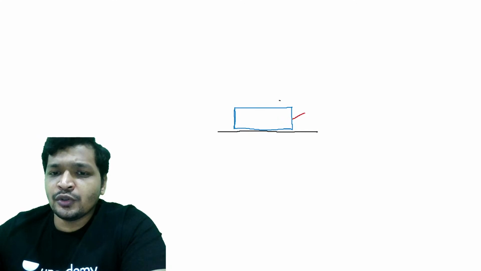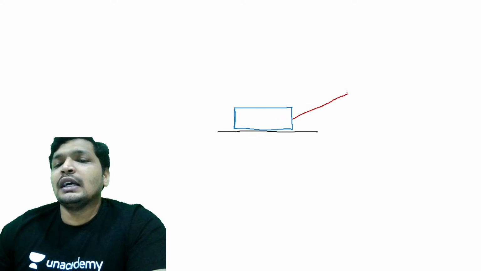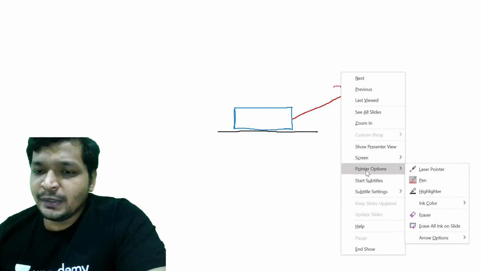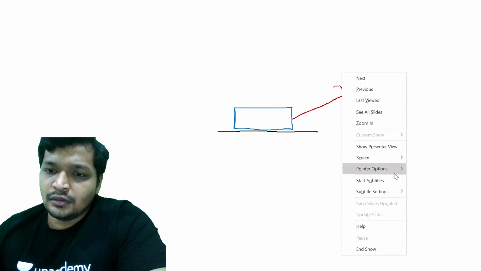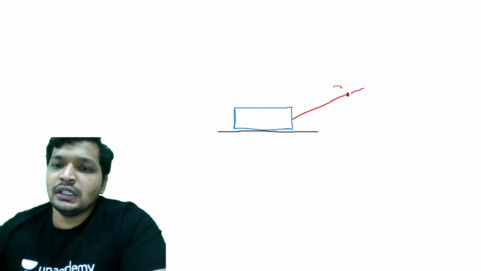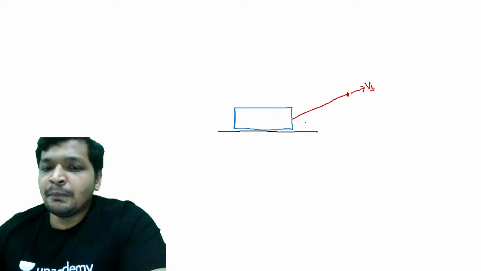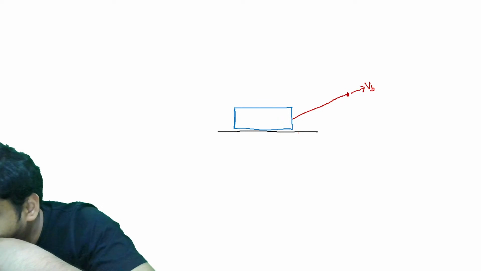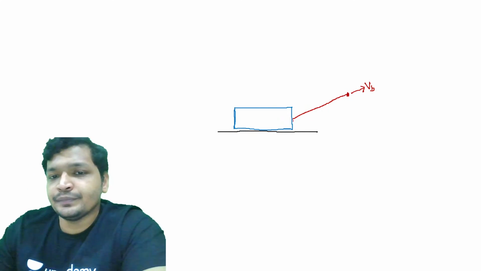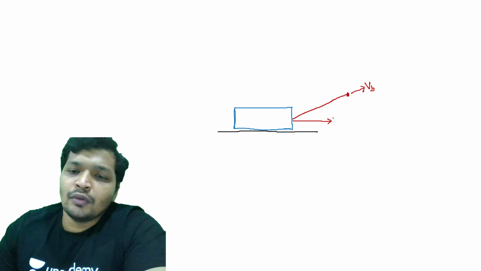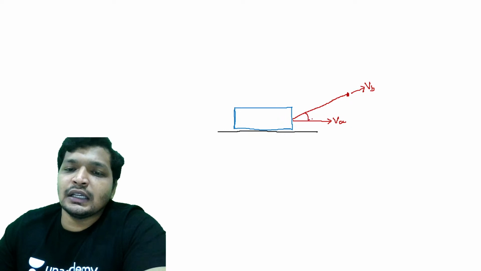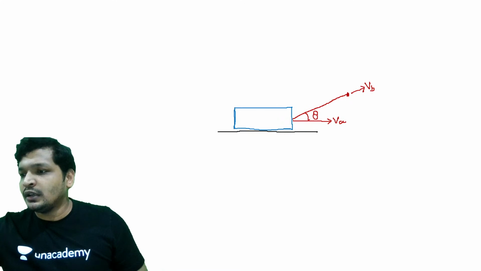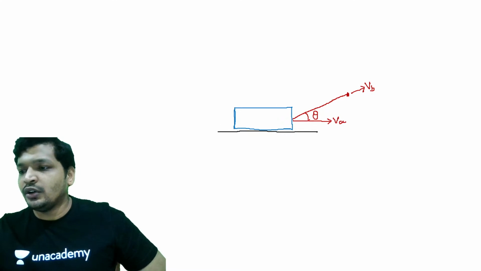What you're doing to the block is you are attaching a thread, a string, and the string is being pulled at a velocity VB. And the block is moving in the horizontal direction with VA. It is given that this string is making an angle theta. Suraj, this is the question. So how do you work around this? This is your query, I guess.